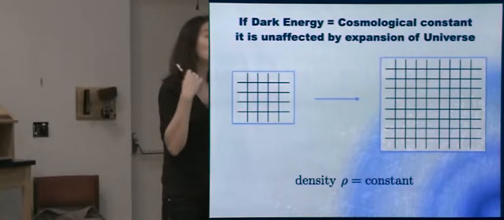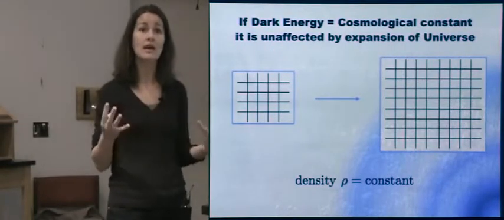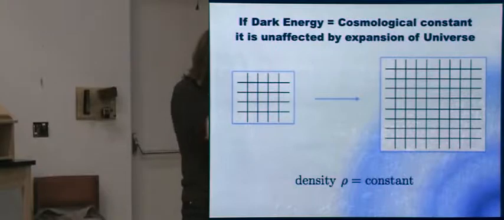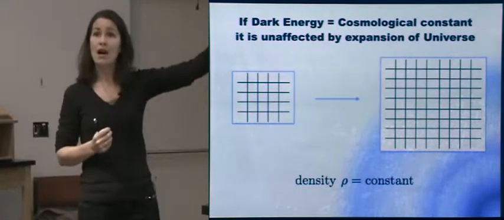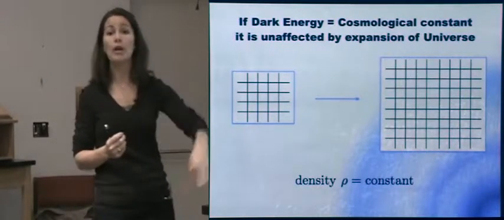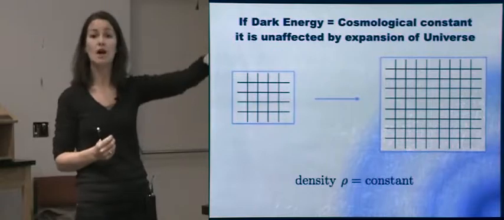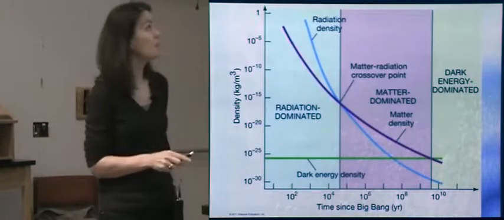But if you take into account what I said about matter and radiation, that their energy density does dilute, it does change as the universe expands, then after a while, you can see that if this number is staying constant, eventually the radiation energy density and the matter energy density will dip below the dark energy density, and this will be the dominant component in our universe. So this picture shows that.